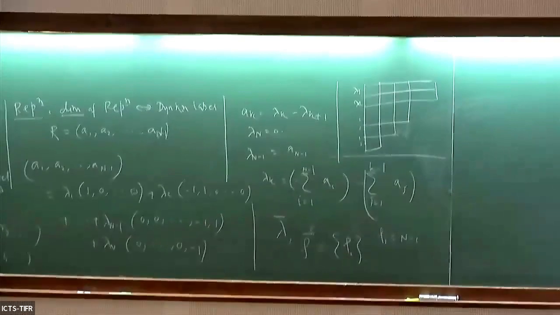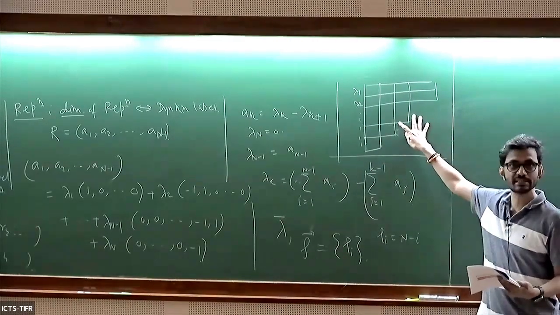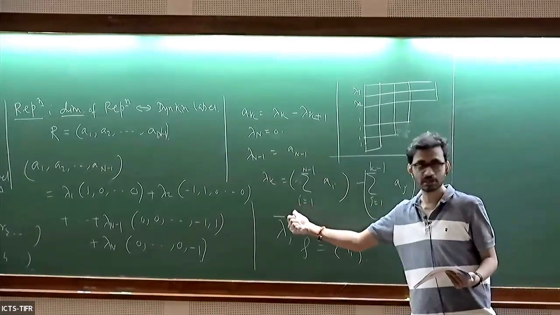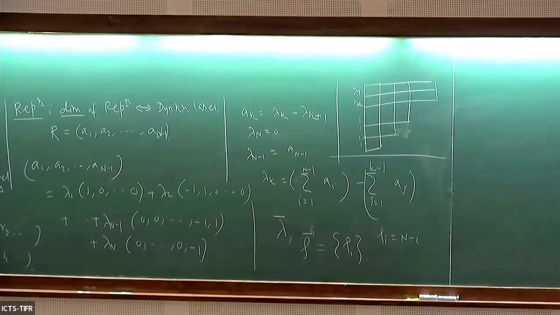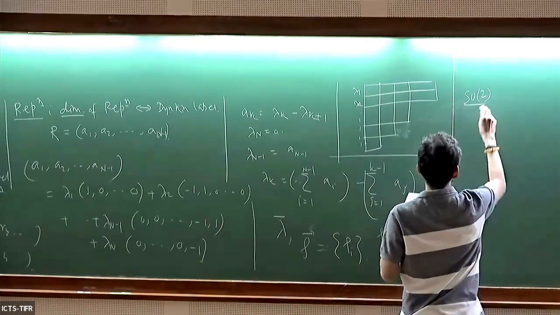Now I'll calculate the character for different kinds of representations using this information, and the homework will be to repeat the same calculation using this Dinkin level. Is it clear? That's how you can understand how to use them. So let's start with the simplest one, SU2.